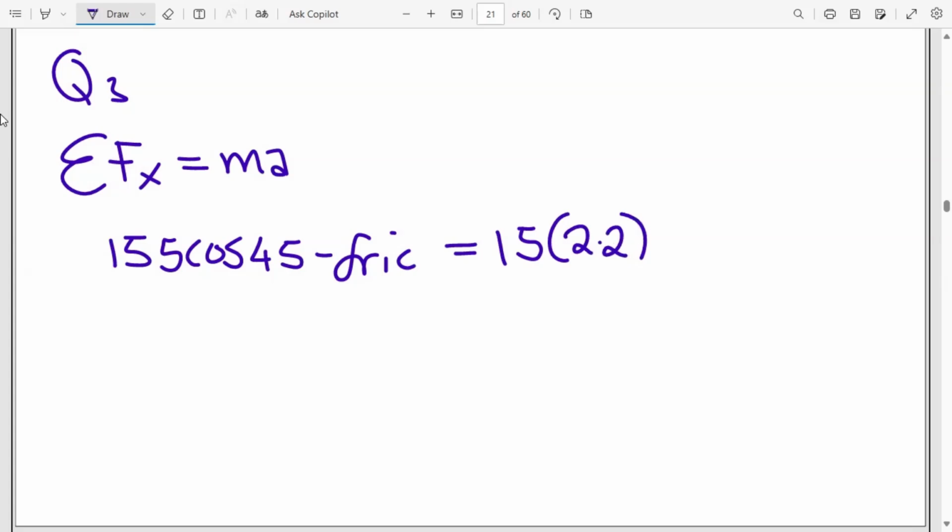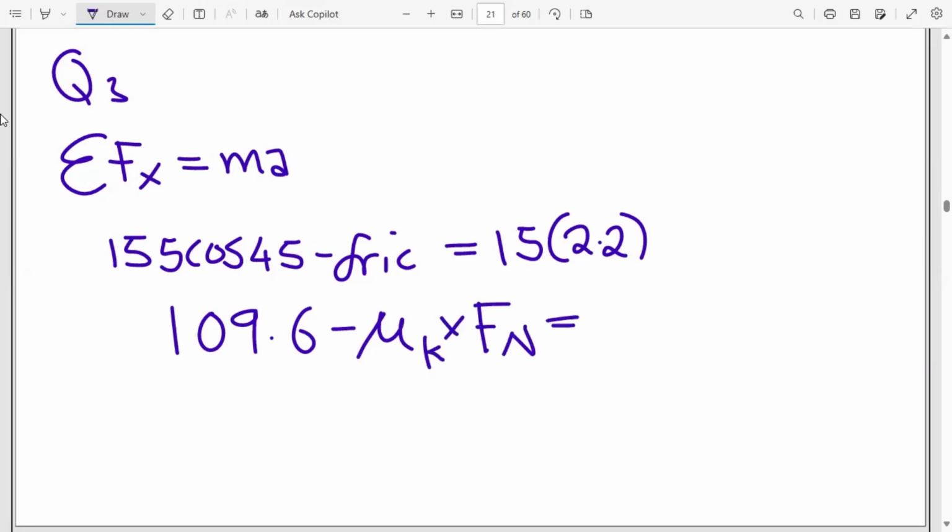Okay, so I plug 155 cos 45 into my calculator. This is giving me 109.6. 109.6 minus the formula for friction. We know that friction is equal to mu k multiplied by Fn. This will be equal to 15 multiplied by 2.2, which is 33.